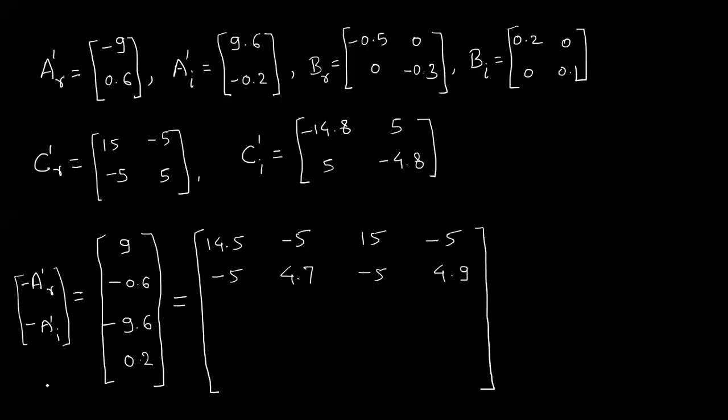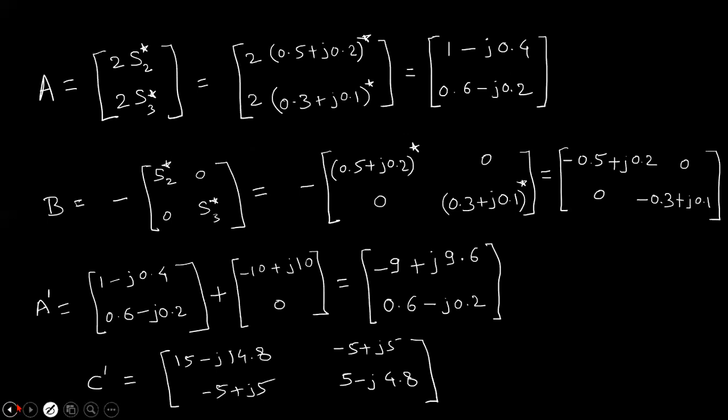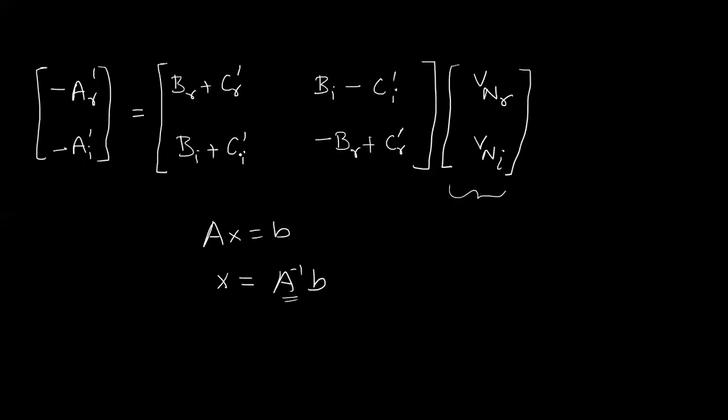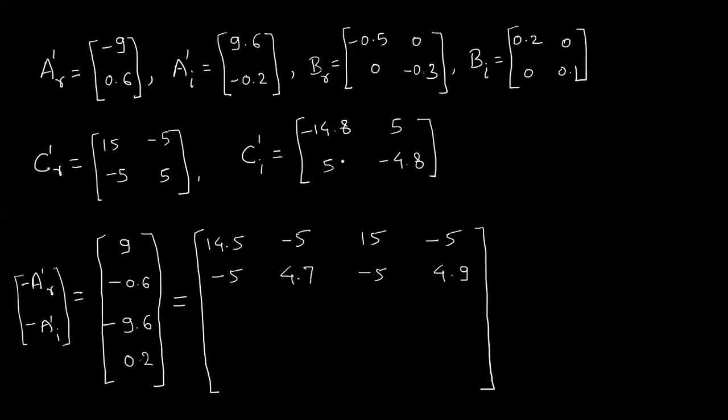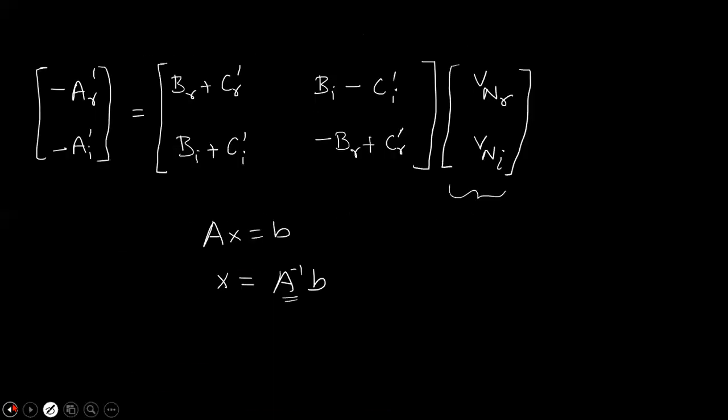So the first two rows are completed. Now for the next two rows, we have BI plus CI dash. So their simple addition. Here we have 5 and 5 first, then 0.2 minus 14.8, so that gives minus 14.6, and 0.1 minus 4.8, so that gives minus 4.7. Okay, then we have lastly CR dash minus BR.